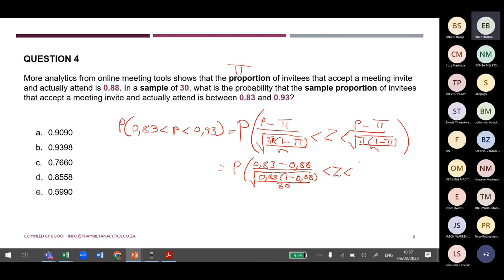We do the same, 0.93 minus 0.88 divided by the square root of 0.88 times 1 minus 0.88.